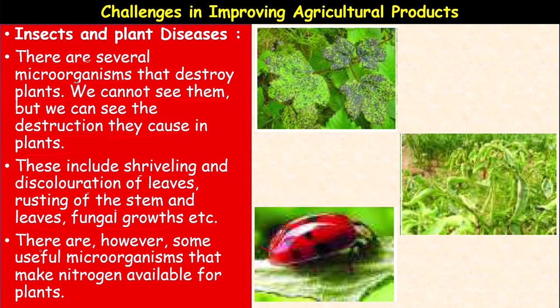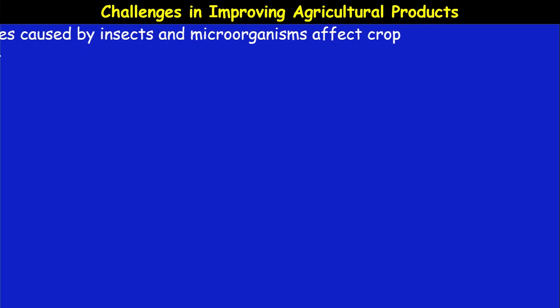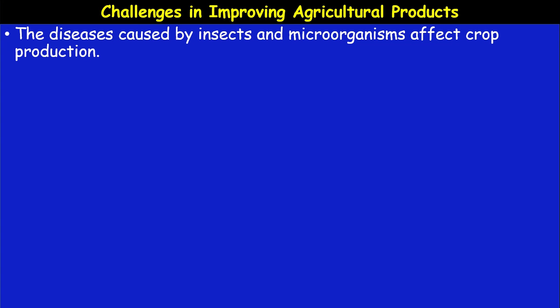Okay, rusting of the stem and leaves and even fungal growths, these are all the effects of the insects and the plant diseases. There are however, some useful microorganisms that make the nitrogen available to the plants, like rhizobium bacteria, which is present in the roots. Okay. So, the diseases caused by the insects and microorganisms: insects act like vectors which transmit the diseases. Okay, and microorganisms will affect the crop production by causing the disease.